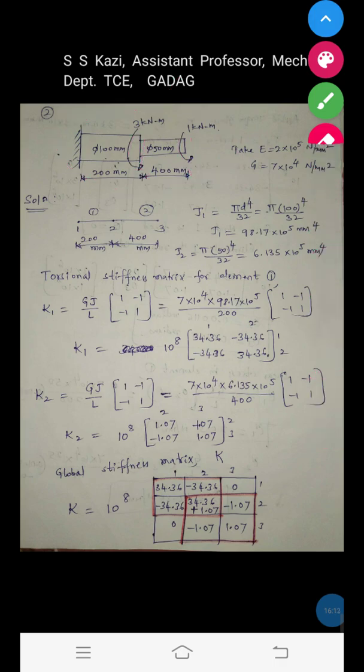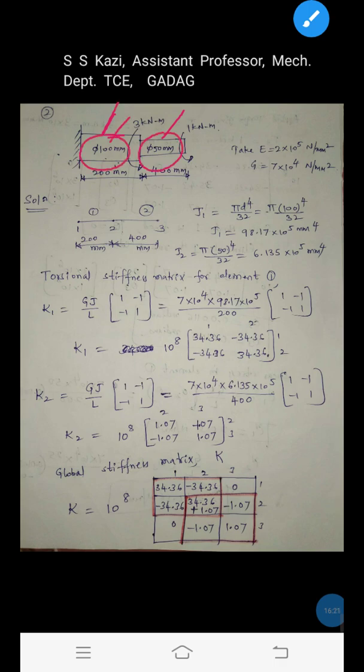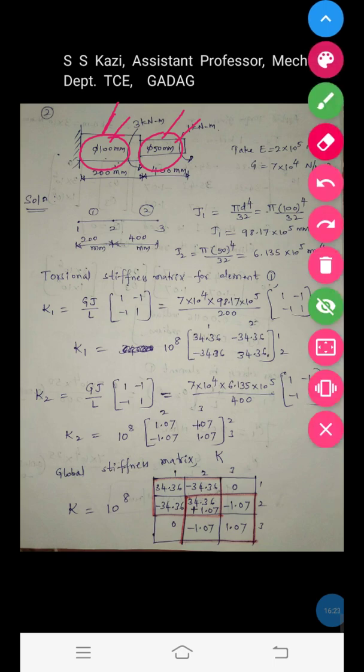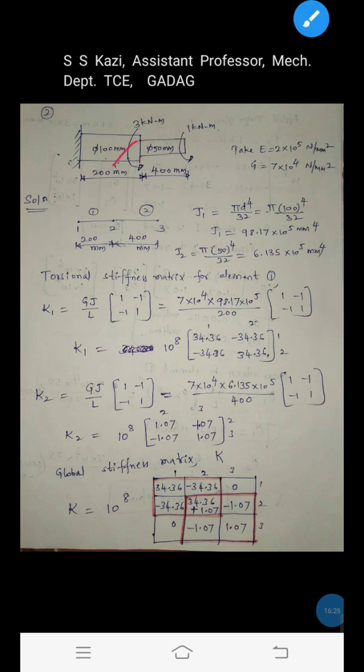Okay, now each step has a circular cross section, that is, diameter 100 mm for the first step and 50 mm diameter for the second step. The length of the first step is 200 mm, the length of the second step is 400 mm, and take Young's modulus equal to 2 into 10 raised to 5 Newton per mm square, and modulus of rigidity 7 into 10 raised to 4 Newton per mm square. This is the problem on the torsion of a shaft which is subjected to the twisting moment or torsion. Here, determine the angle of twist at each node and the shear stress in the shaft.